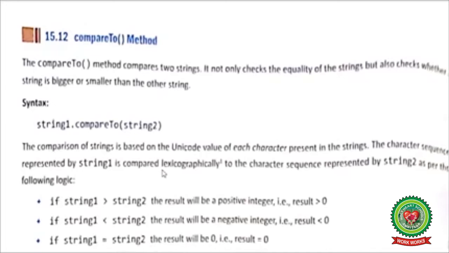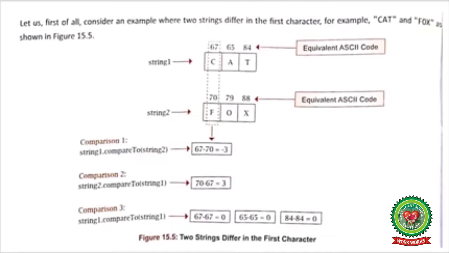Students, here a word is compared lexicographically. What does it mean? It means the order of the dictionary, except that all the uppercase letters precede all the lowercase letters. Yes, capital ABC will come before the small abc. That is lexicographic order. Let's understand compareTo with the help of an example.